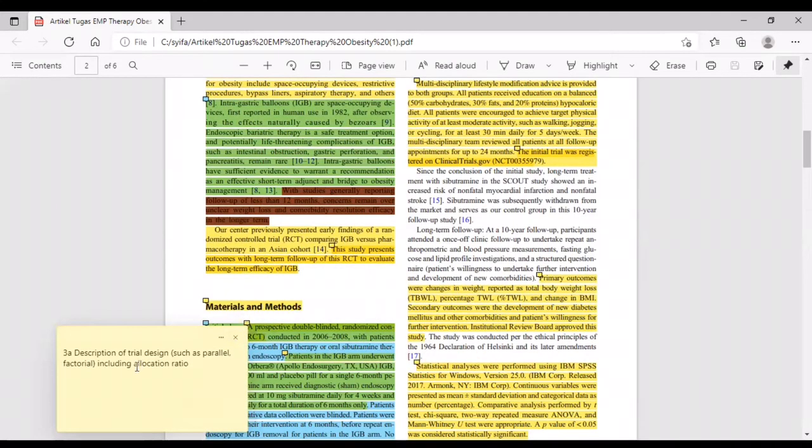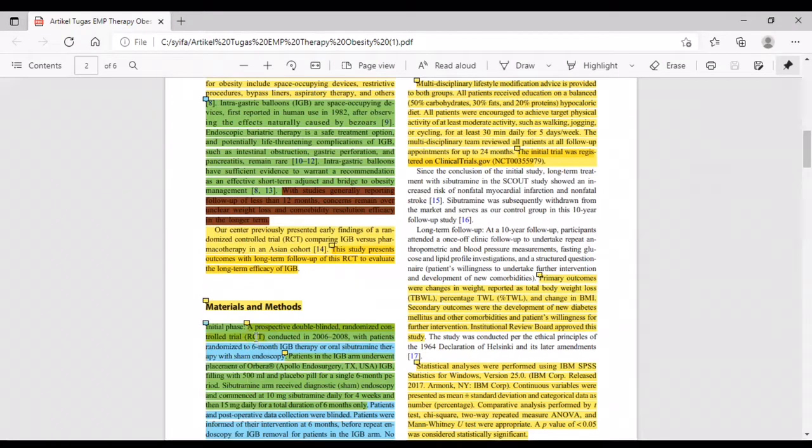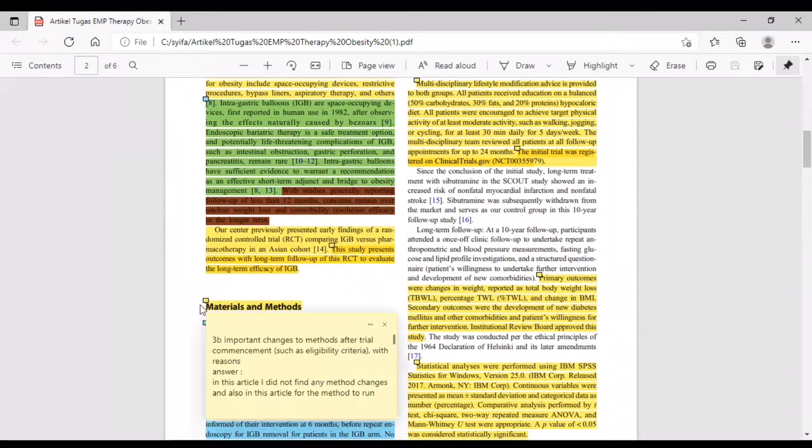Next is 3A. The checklist is description of trial design such as parallel, factorial, including allocation ratio. This checklist is shown by a prospective double-blind randomized controlled trial, or RCT, conducted in 2006 until 2008 with patients randomized to 6-month IGB therapy or oral sibutramine therapy with endoscopy. Next is 3B. The checklist is important change to method after trial commencement, such as eligibility criteria, with reason. But this article doesn't contain this checklist.